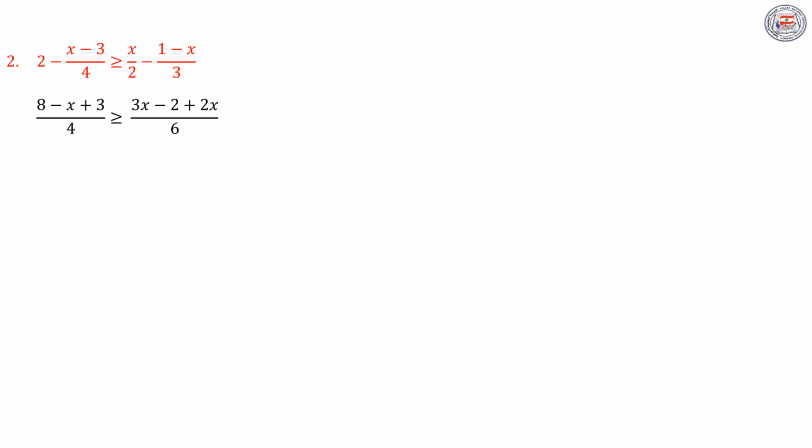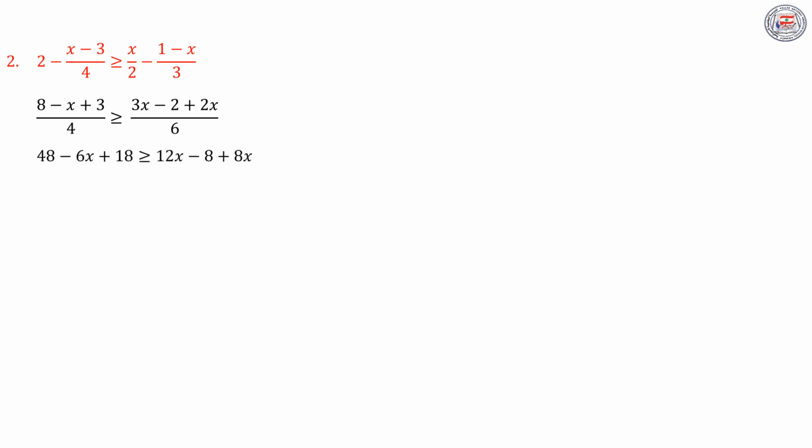On the other side of the inequality, the common denominator is 6. To find the numerator, we divide 6 by 2, we get 3. Then we multiply 3 by x, we get 3x. Then we divide 6 by 3, we get 2. Then we multiply 2 by 1 minus x, we get 2 minus 2x. And here also we have to pay attention to the minus before the fraction, which is for both 1 and minus x. That's why we get minus 2 plus 2x.